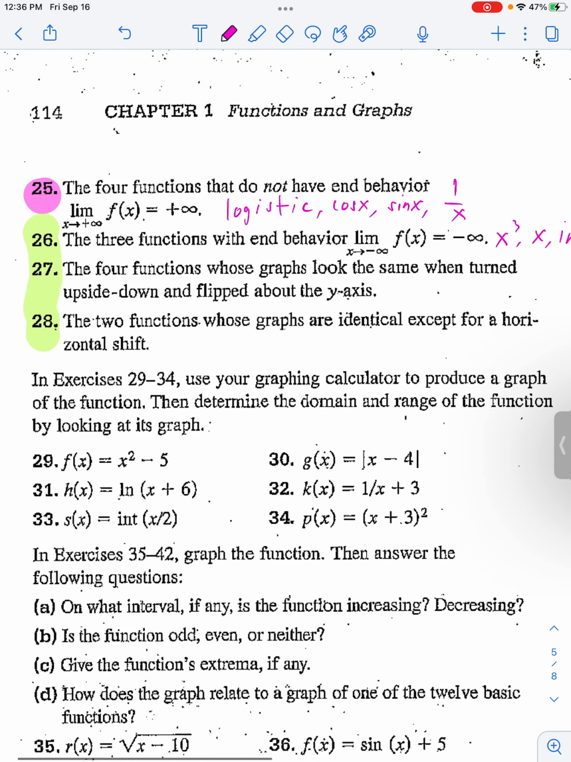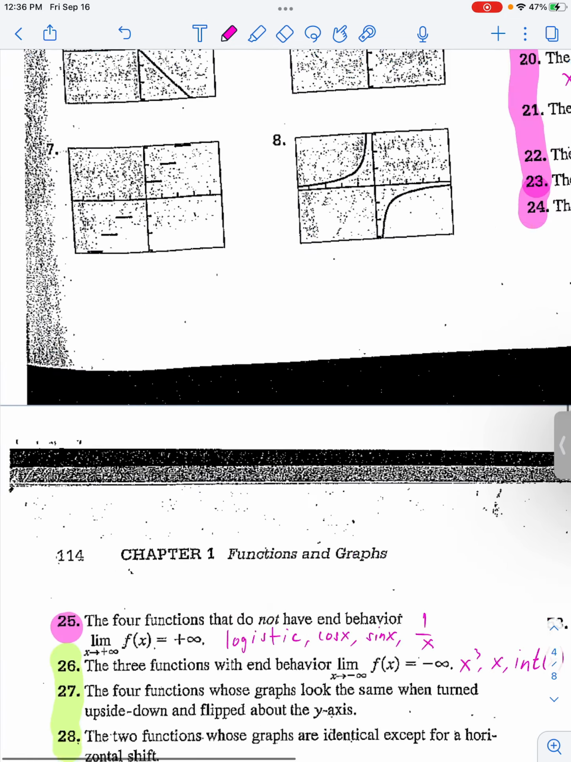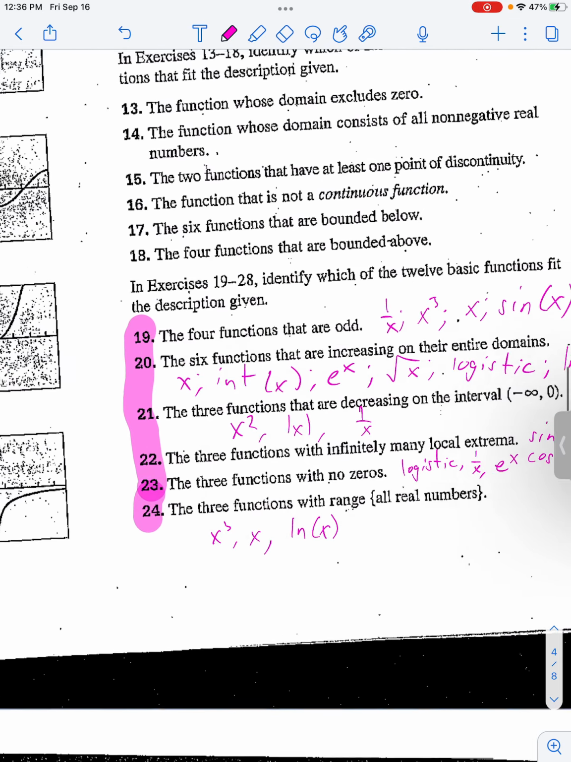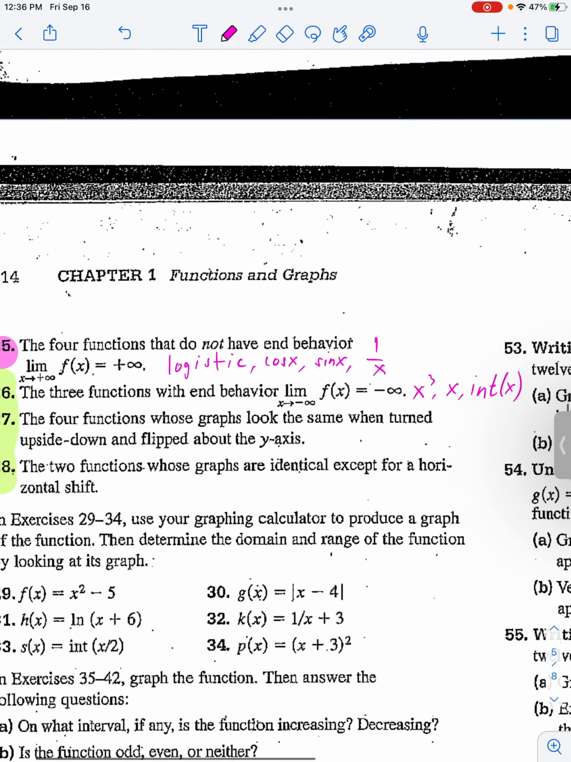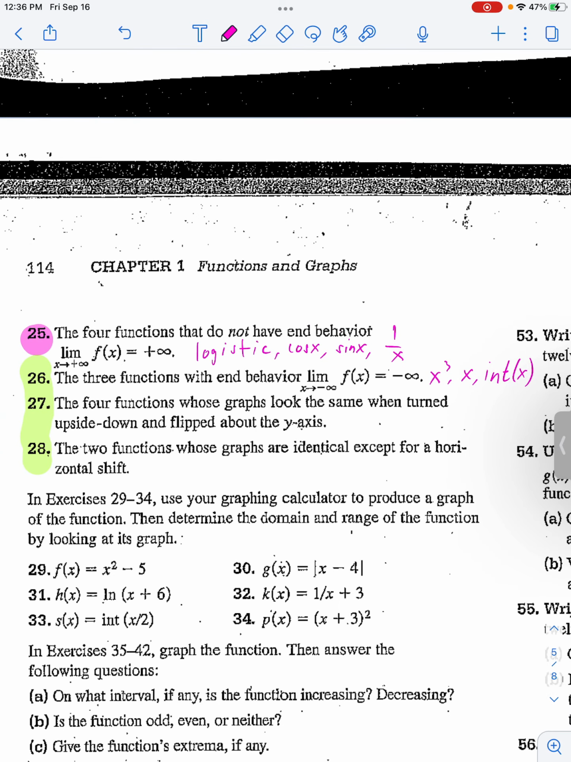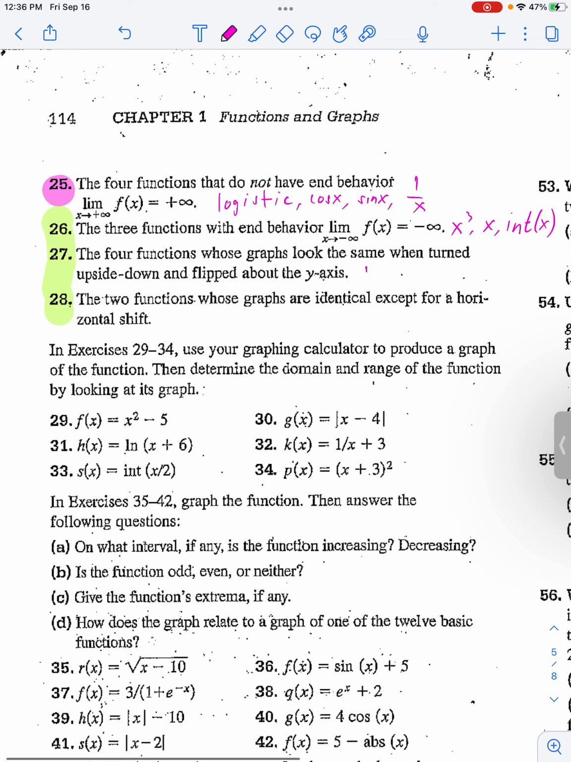The four functions whose graphs look the same when turned upside down and flipped about the y-axis. That would be the same as the odd, right? So it's the same as the odd functions. Okay, so we'll skip 27. 27 is just saying the four functions, right? When we rotate our graphing calculator 180 degrees, they look the same. That's odd. That's the same as odd. So same as odd functions.